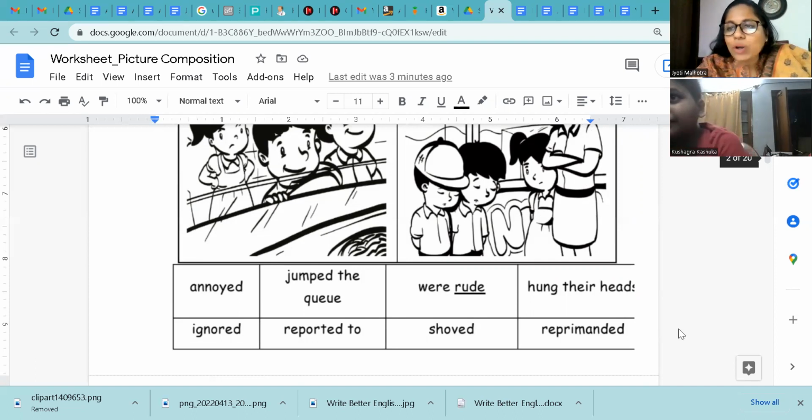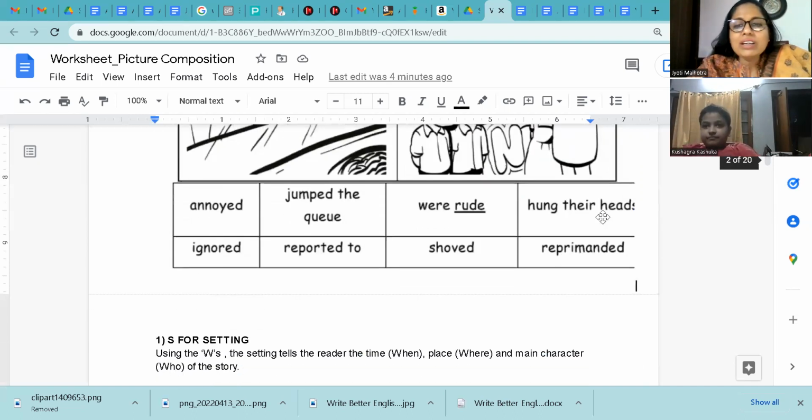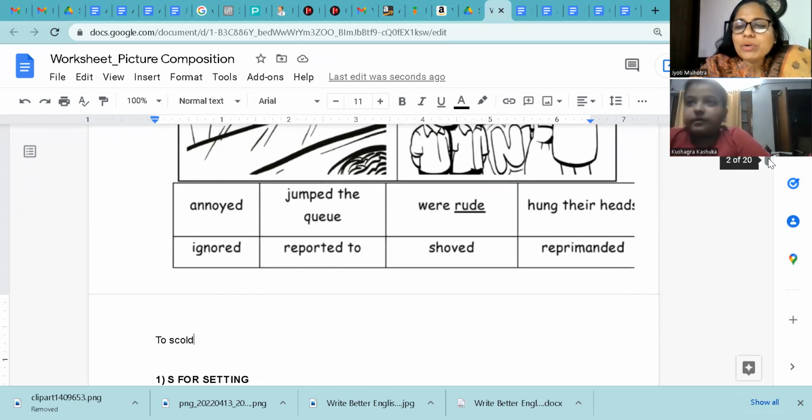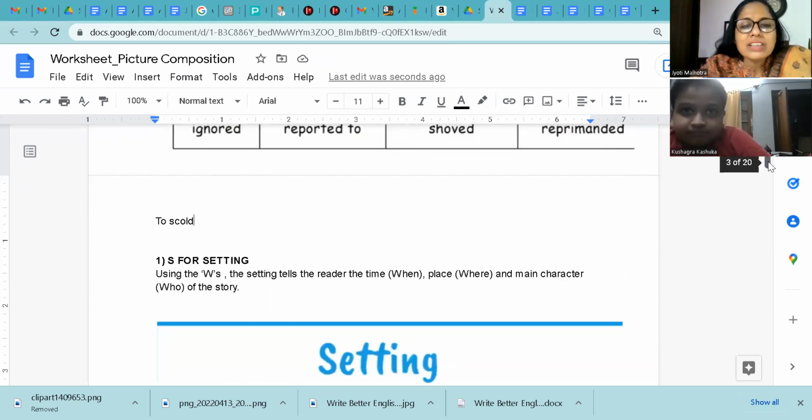I just thought that they are difficult words, so I'm reading them myself. What do you think reprimanded stands for? To reprimand is to scold. It means to scold. So you are also learning new words through this. Okay. Let's have a look at the setting.